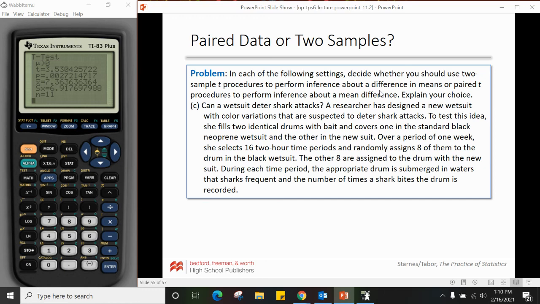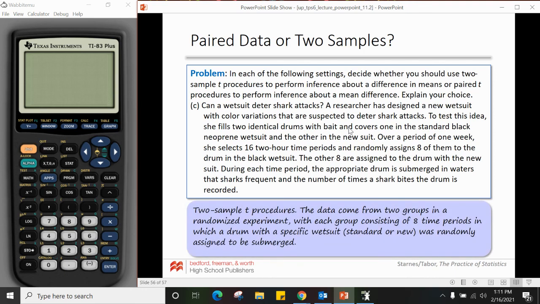Can a wetsuit deter shark attacks? Wow, long video we're making here. A researcher has designed a new wetsuit with color variations that are suspected to deter shark attacks. To test this idea, she fills two identical drums with bait and covers one in the standard black wetsuit and the other in a new suit. Over a period of 1 week, she selects 16 2-hour time periods and randomly assigns 8 of them to the drum in the black wetsuit, and 8 are assigned to the drum in the white suit. During each time period, the appropriate drum is submerged in water that sharks frequent, and the number of times a shark bites the drum is recorded.